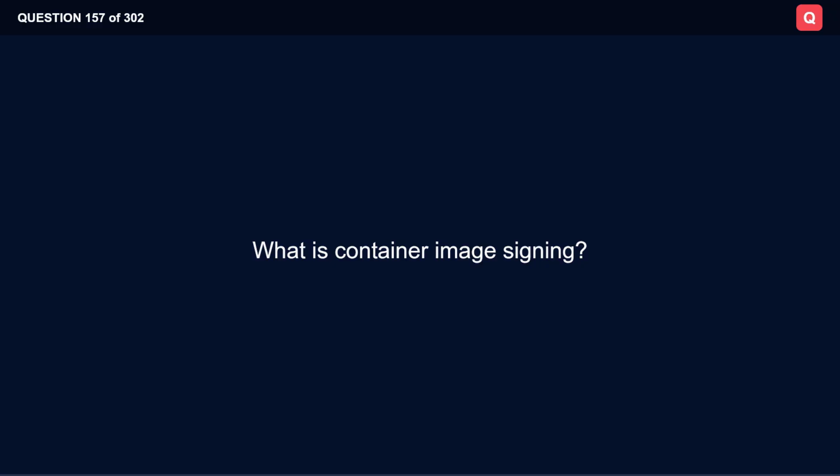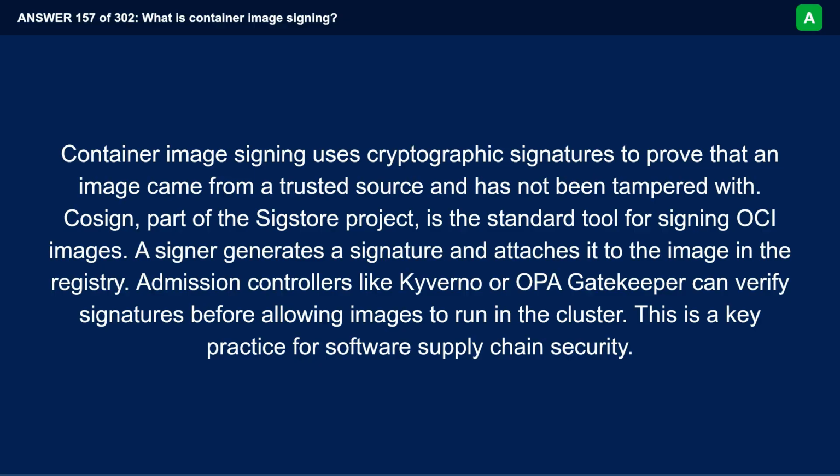What is container image signing? Container image signing uses cryptographic signatures to prove that an image came from a trusted source and has not been tampered with. Cosign, part of the Sigstore project, is the standard tool for signing OCI images.